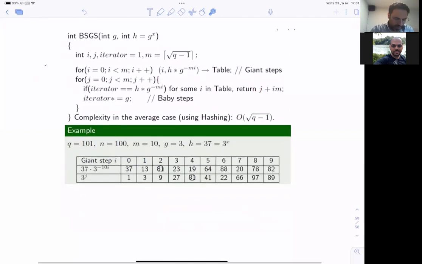Now, in the example here, I took Q to be this odd number. Okay, so how many elements do you have in the order group? 100, because you always remove the 0, and of course 101 is a 0. So you have 100 numbers. Your steps will be of 10. Then this line is the line of the giant steps.